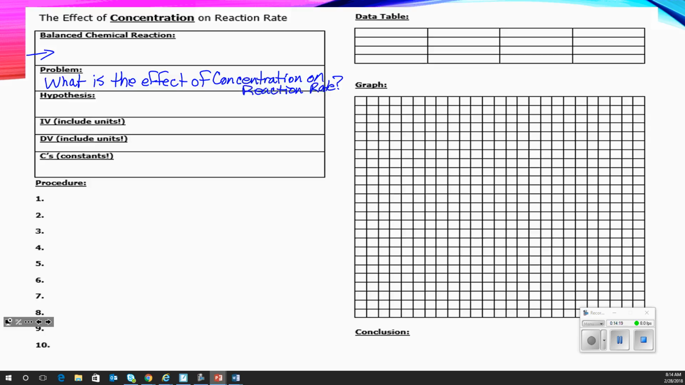Now you're going to have a hypothesis. What is a hypothesis? Educated guess. What do you think is going to happen? Is it going to go faster? Is it going to go slower? When is it going to go faster? When is it going to go slower? Write an educated guess down. When? Got to tell me when. Faster when?